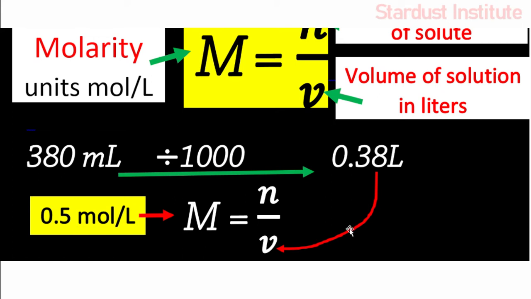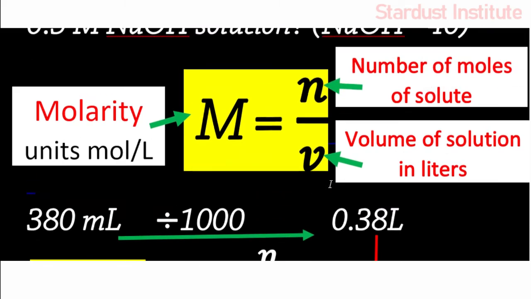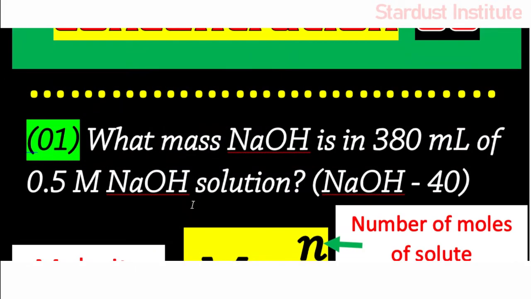Using this formula we can find the number of moles, because we know the molarity and the volume. But here we have been asked for the mass of sodium hydroxide. First we have to find the number of moles of sodium hydroxide, then we can find the mass.